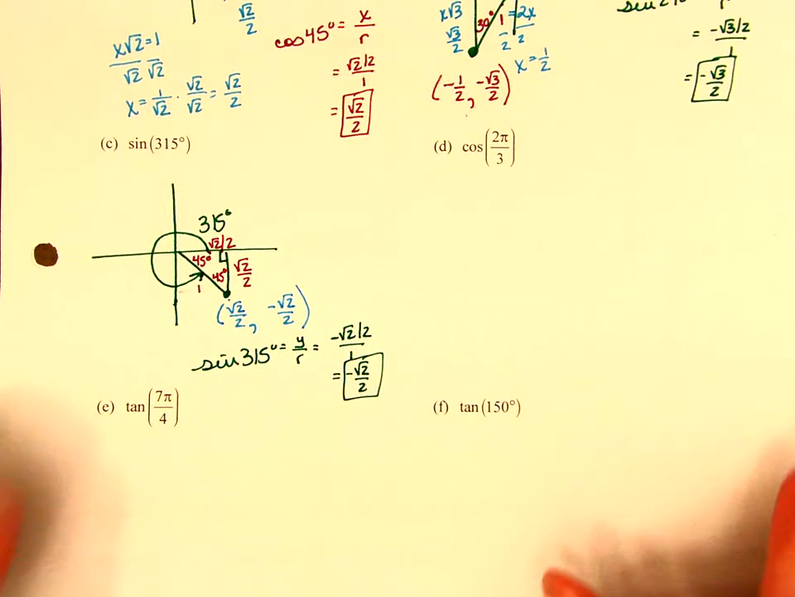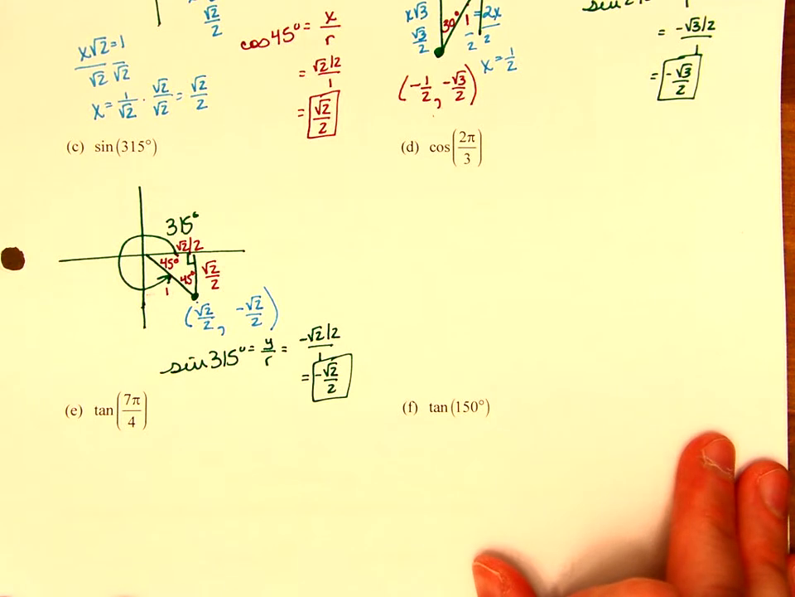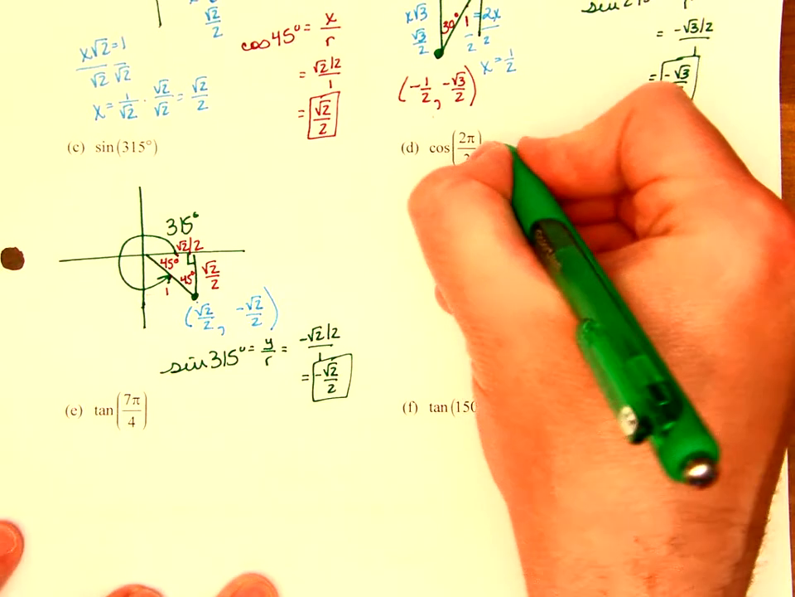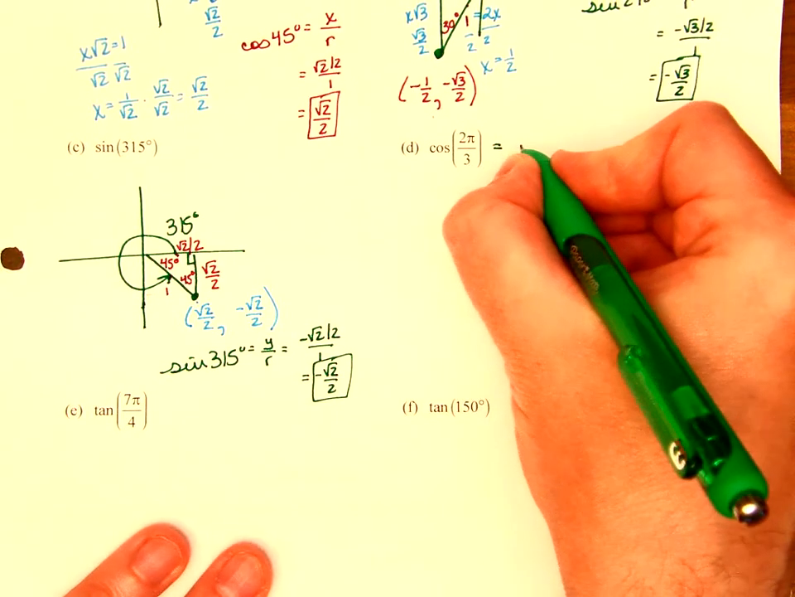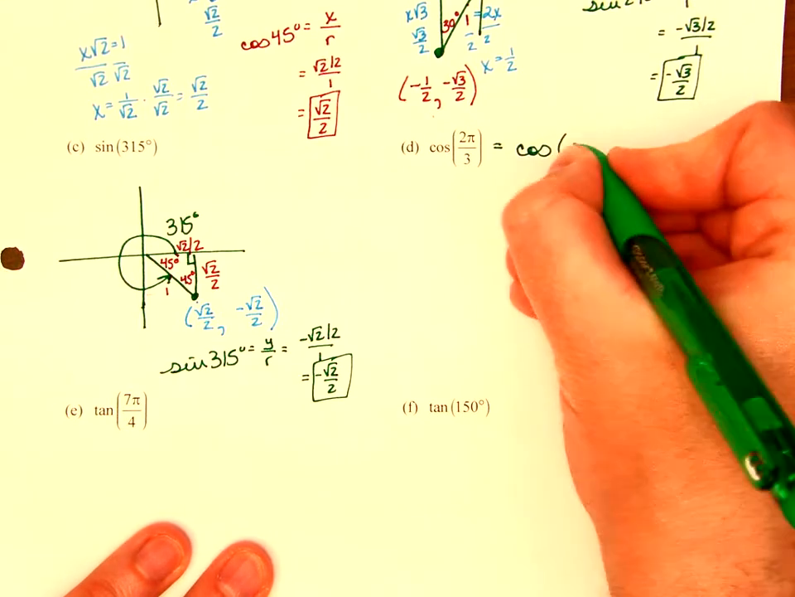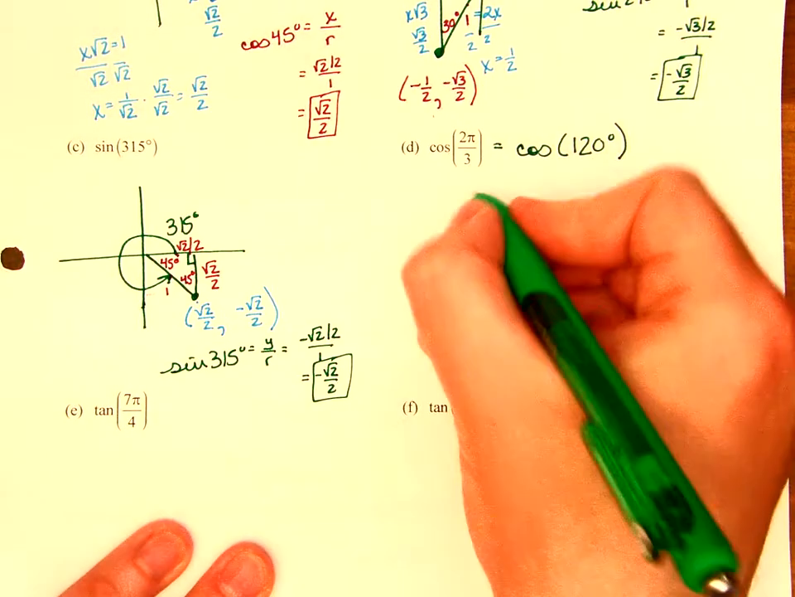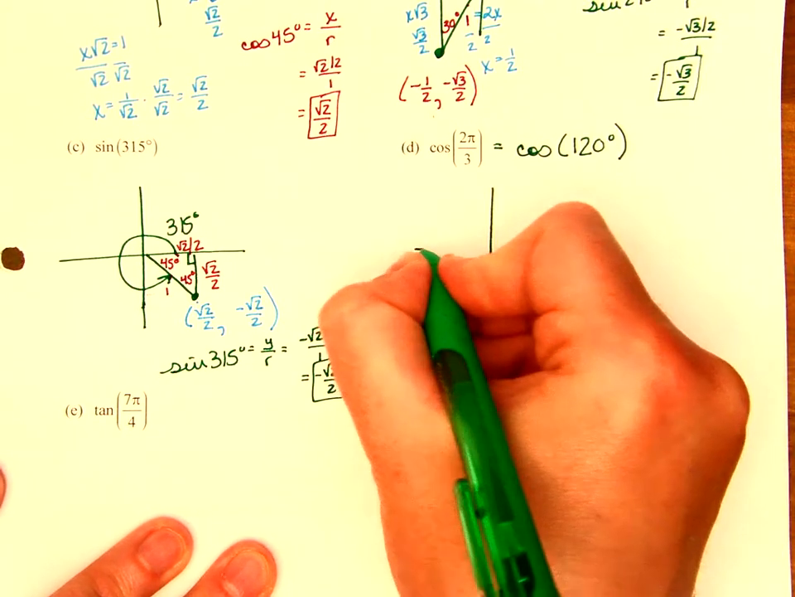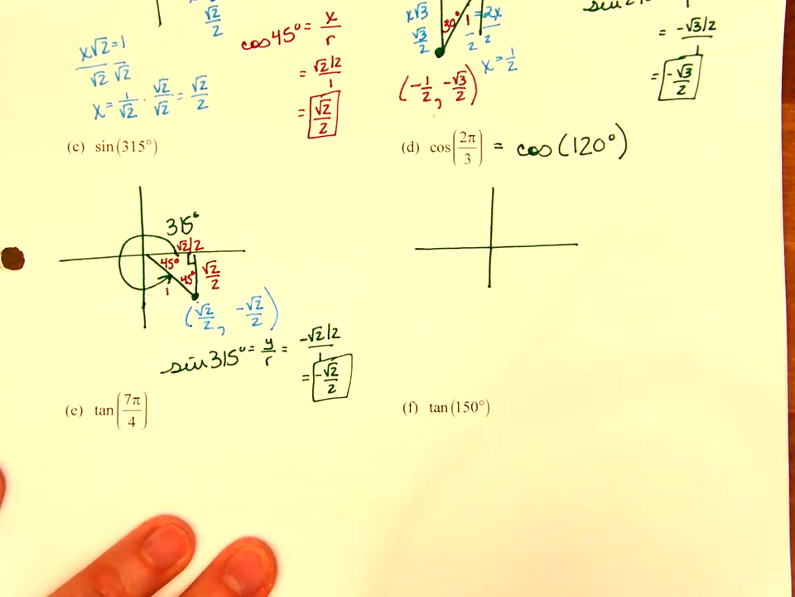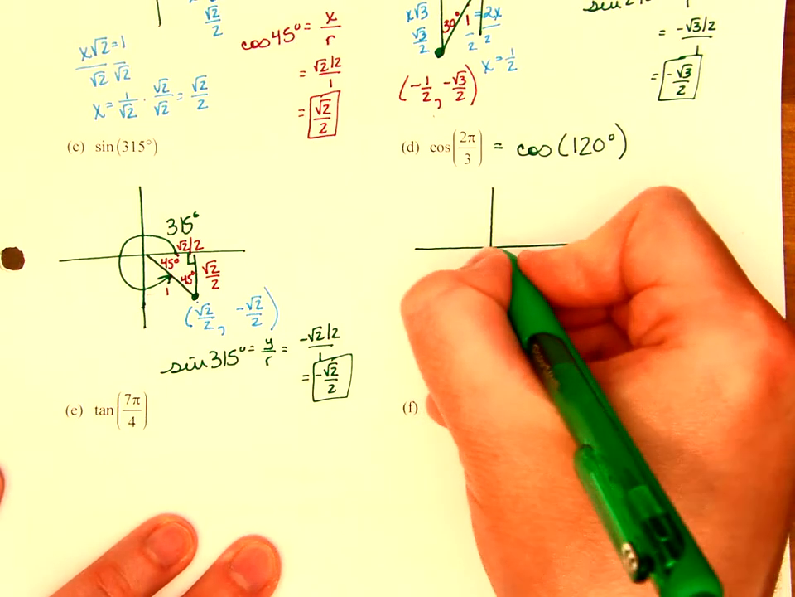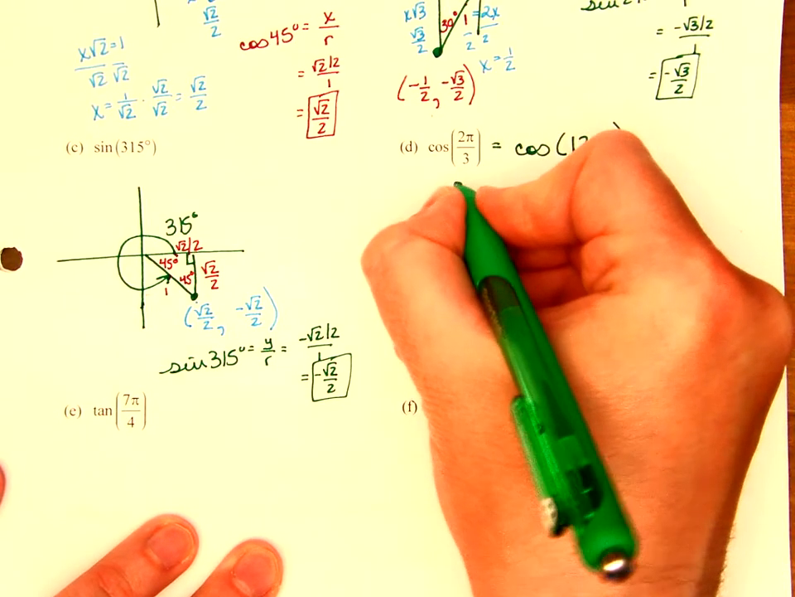Next, the cosine of 2 pi over 3. Well, use what you know about the unit circle to turn cosine 2 pi over 3 into the cosine of 120 degrees. And you know what? See what you can do. Maybe pause the video and see what you can do here. I'm going to get moving on this.